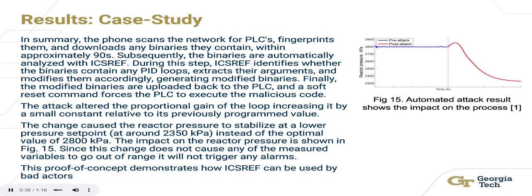The attack altered the proportional gain of the loop, increasing it by a small constant relative to its previously programmed value. The change caused the reactor pressure to stabilize at a lower pressure set point at around 2350 kPa instead of the optimal value of 2800 kPa. The impact on the reactor pressure is shown in figure 15. Since this change does not cause any of the measured variables to go out of range, it will not trigger any alarms. This proof of concept demonstrates how ICSREF can be used by bad actors.